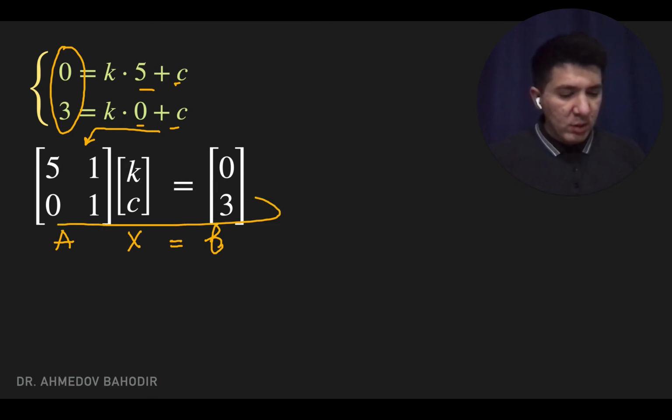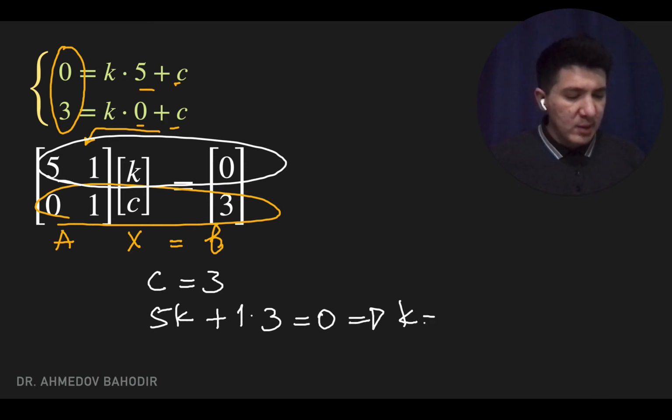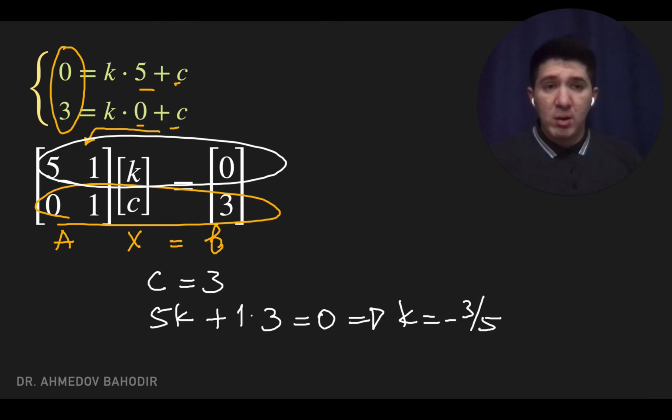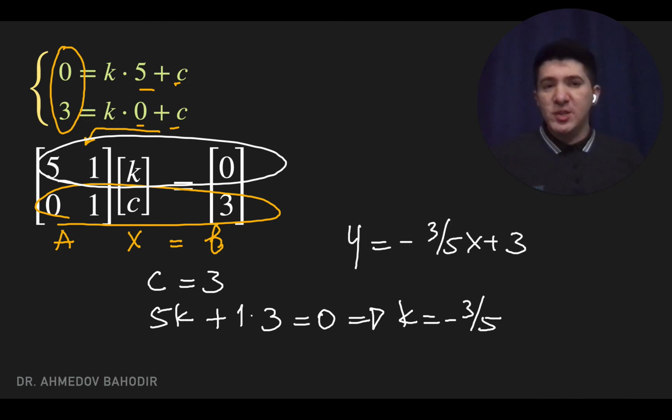I'm going to solve this by just looking at the second equation, for example. If you look at the second equation, it's clear that c is equal to 3. If you substitute this into the first equation, it's going to be 5k plus 1 times c, which is 3, should be equal to 0. From here, we obtain that k is equal to minus 3 over 5. So essentially, our line has the equation y equals kx plus c, where k is minus 3 over 5, so y equals minus 3 over 5 x plus 3. In general, you need to solve the system of linear equations by creating the augmented matrices, and you can apply, for example, Gauss-Jordan elimination in order to solve this kind of system.